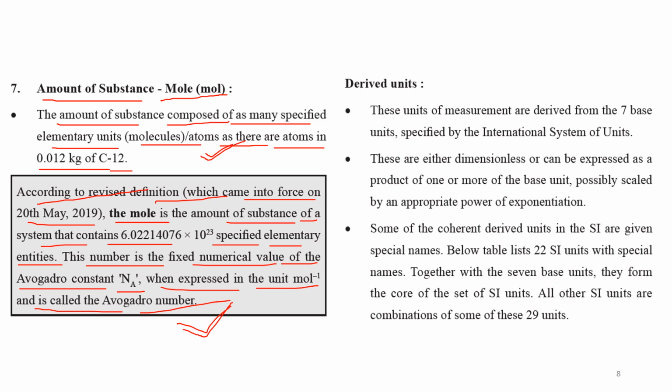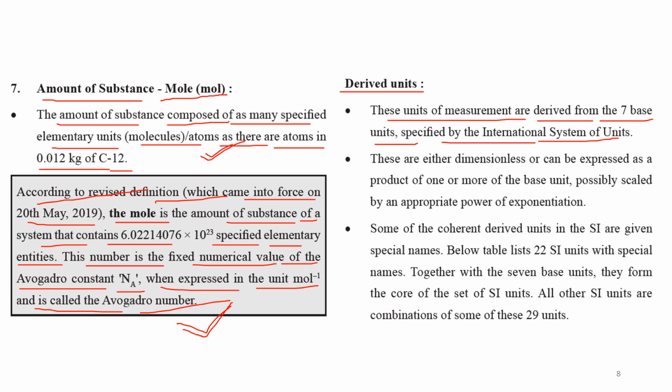Okay, derived units. These units of measurement are derived from 7 base units specified by international SI units. ठीक है, अब जैसे जितने भी यूनिट्स होते हैं मोस्टली इन्हीं सातों को यूज़ करके डेराइव होता है. ठीक है, आप कुछ भी उठा लो, फोर्स उठा लो, वेलोसिटी उठा लो, एनर्जी, एंट्रोपी, कुछ भी आप उठा लो. So everything is derived from here only.